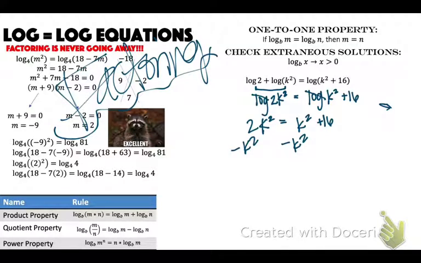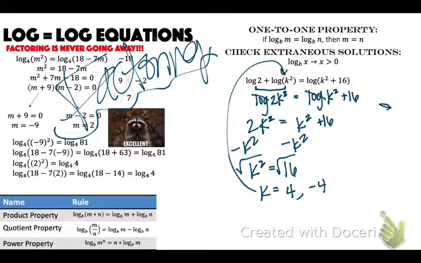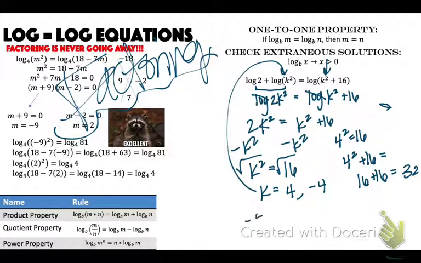Or we could solve this by square rooting if we wanted to. So this would be k squared equals 16. I could square root that. So you get k equals positive 4 and negative 4. Plug these in. So I'm going to plug it in here and here. So 4 squared is 16. 4 squared plus 16 is 16 plus 16, which is 32. So that one works. And it's going to work when we plug negative 4 in also. So negative 4 squared is 16. Negative 4 squared plus 16 is 32.